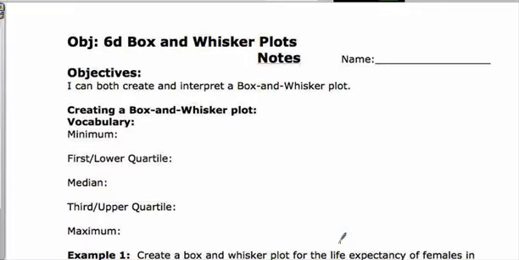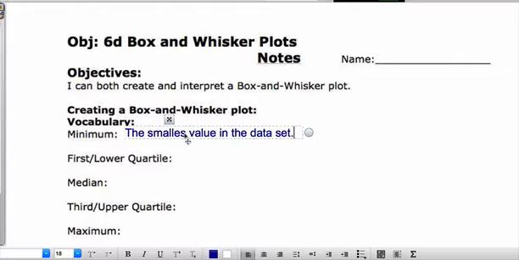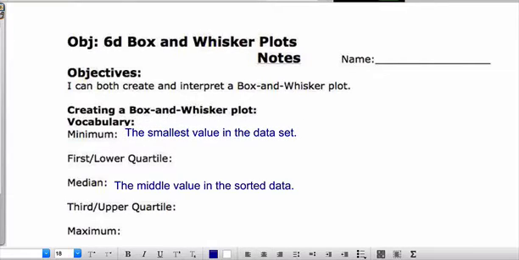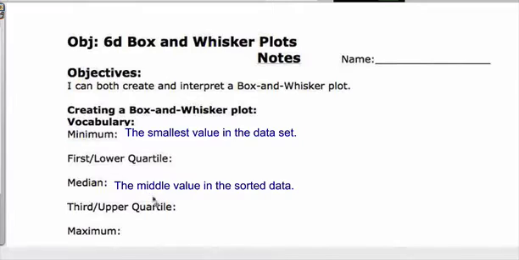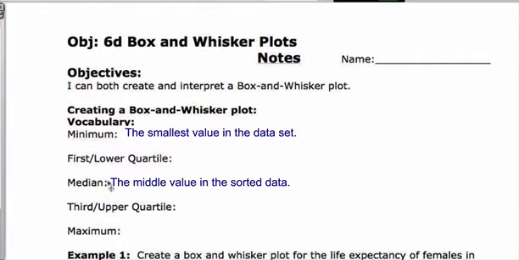So our first vocabulary word is minimum. Minimum is the smallest value in the data set. Okay, next we're going to look at median actually, and then maximum, and then we're going to come back and take a look at these two. So the median is the middle value in the sorted data, and we've done this before. You just put all the data in order and then find that middle value. And then the maximum is the biggest value in the data set. So now we have the smallest, the biggest, and the one right in the middle.